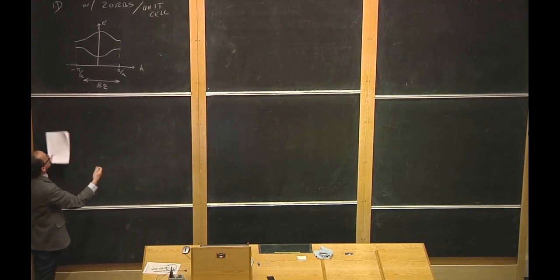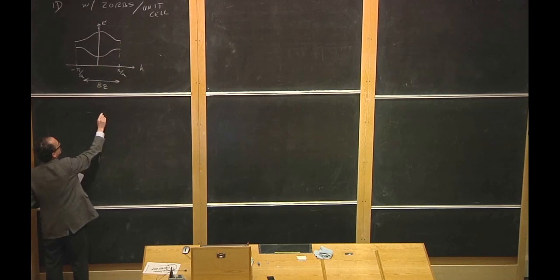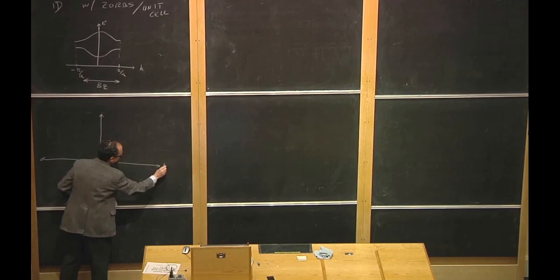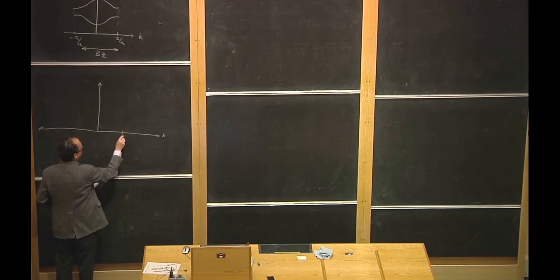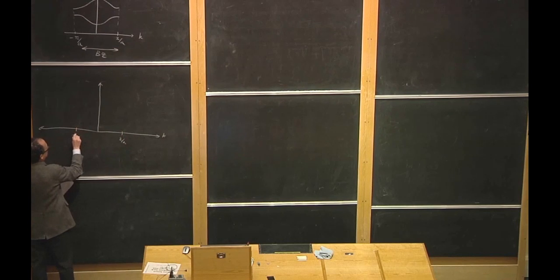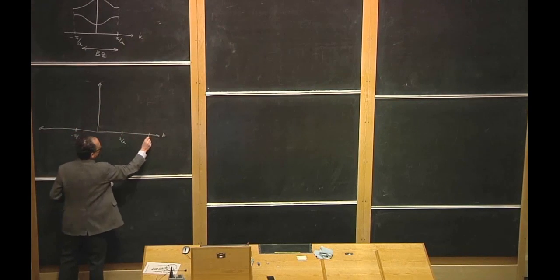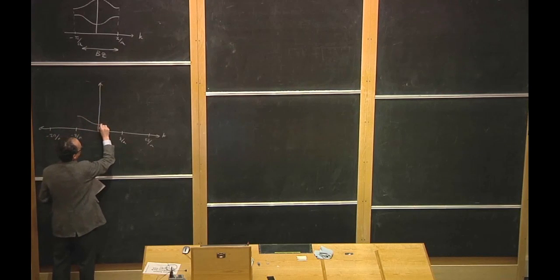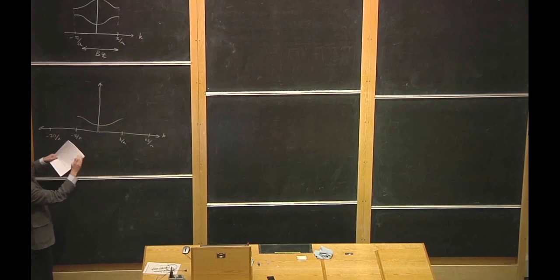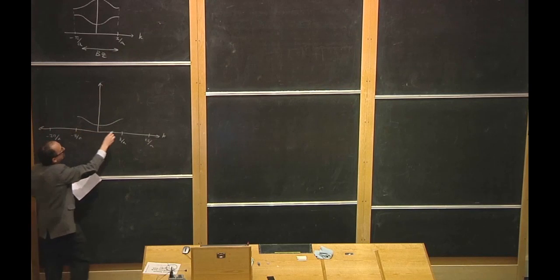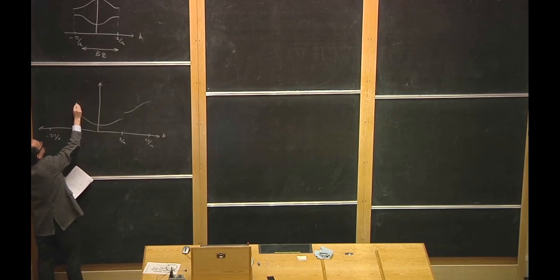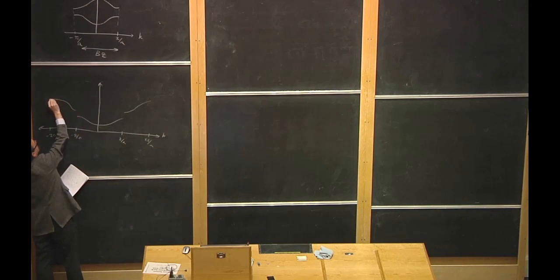Or we can unfold that picture in the extended zone scheme, looking like this. Here's k. Here's pi over a. Here's minus pi over a. Here's 2 pi over a. And here's minus 2 pi over a. So we have the same picture for the first mode. And then for the second mode, we're going to shift the thing on the left over to the right by 2 pi over a to make it look like this, and shift the piece on the right over by 2 pi over a to the left to make it look like this.